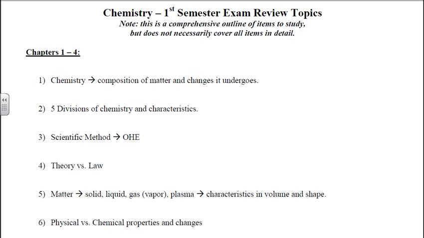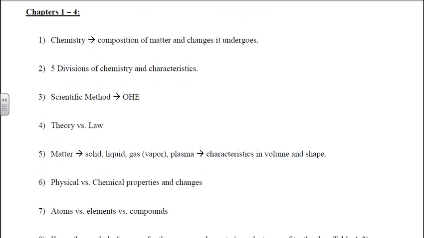I'm not going to go into extreme detail with it, but whatever I write down, I would say you should probably be writing down as well, and maybe even more. So the first thing here, chemistry, composition of matter and changes it undergoes. Just know the definition of chemistry. That was like the first day.